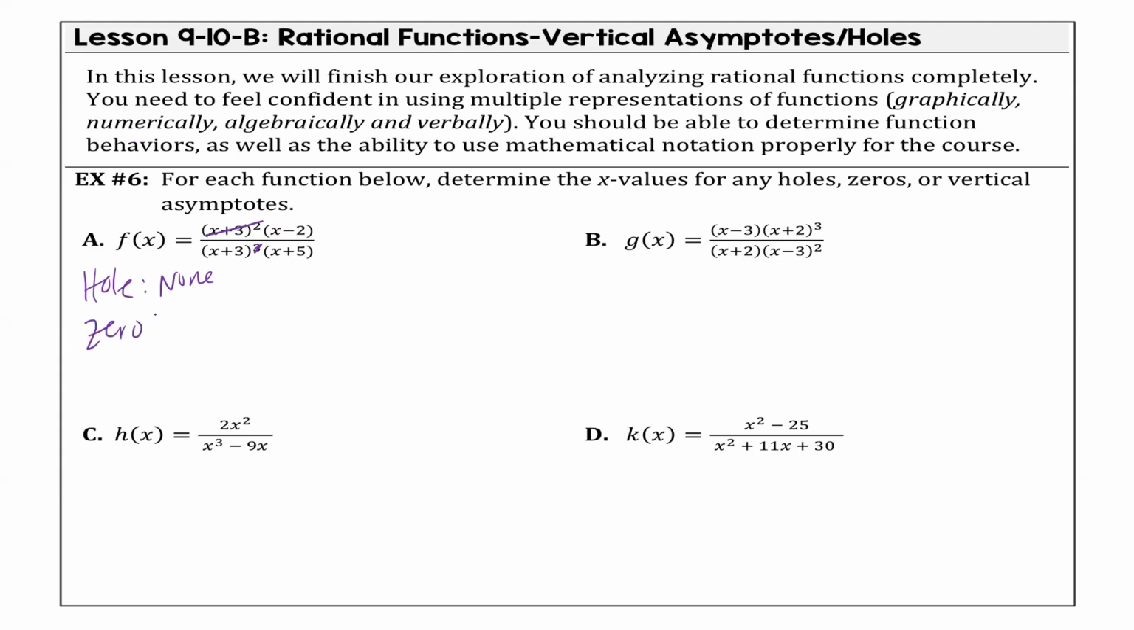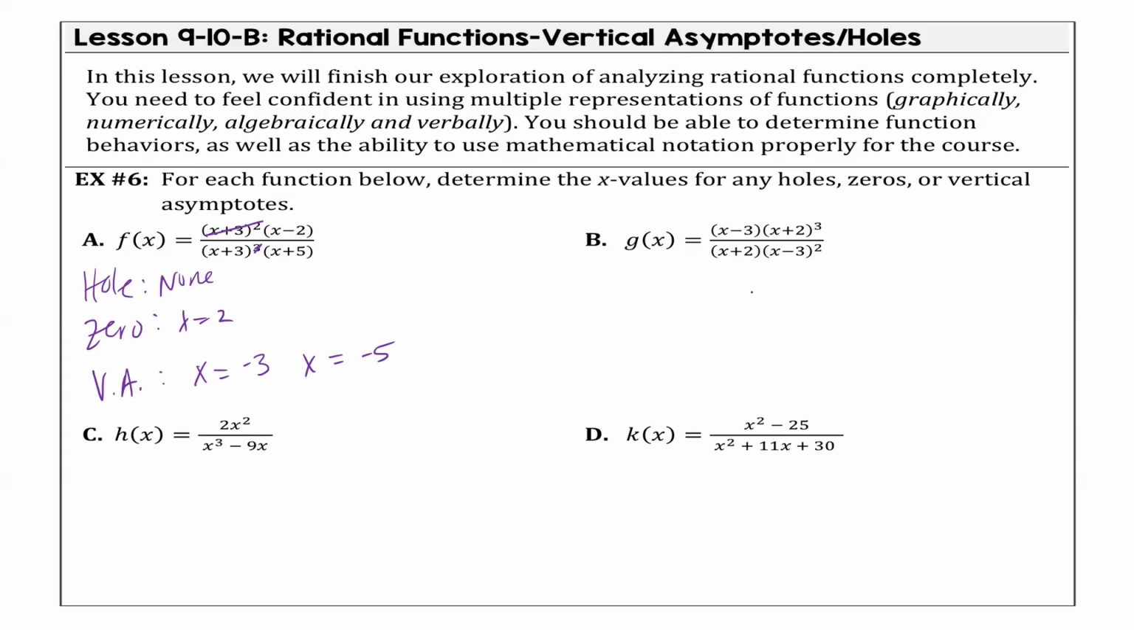So where do I have a 0 at? At positive 2. I have a 0 at x equals 2 because your 0 is based off of your numerator. Now, where are my vertical asymptotes at? There we go. All right, we're going to keep going. Are we good? Okay, on to the next one.